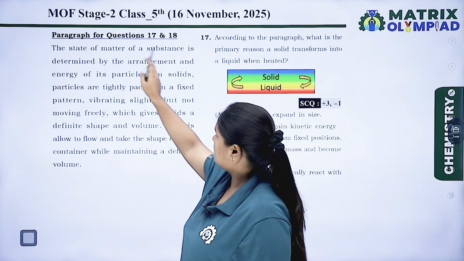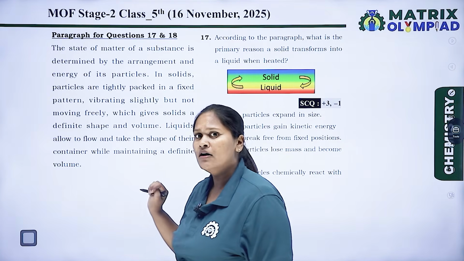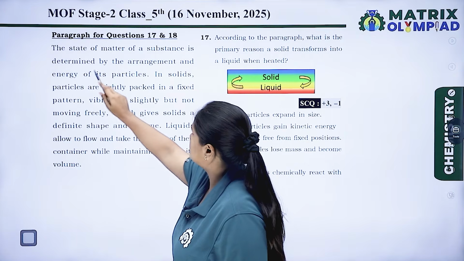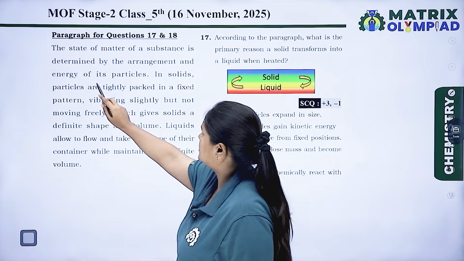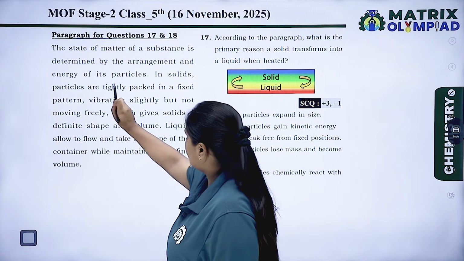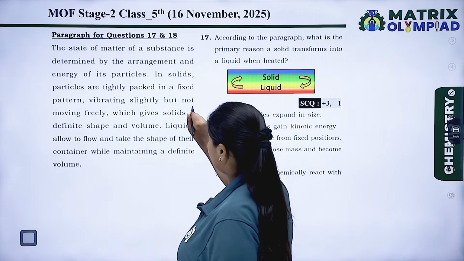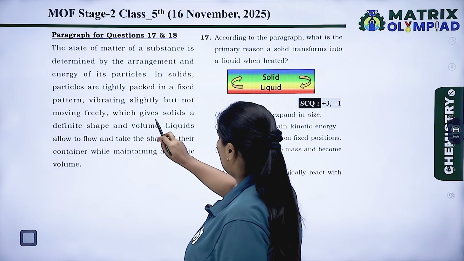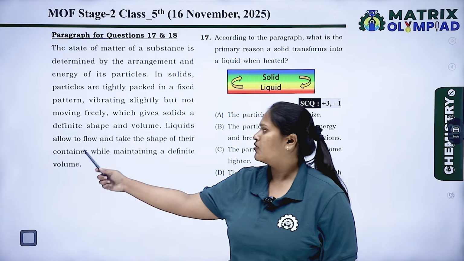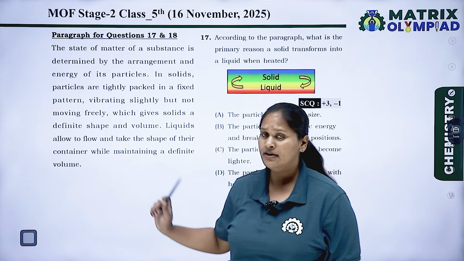We have a paragraph for question 17 and 18. So first we read the paragraph, then we read the questions. The state of matter of a substance is determined by the arrangement and energy of its particles. In solids, particles are tightly packed in a fixed pattern, vibrating slightly but not moving freely, which gives solids a definite shape and volume. Liquids are allowed to flow and take the shape of their container while maintaining a definite volume.